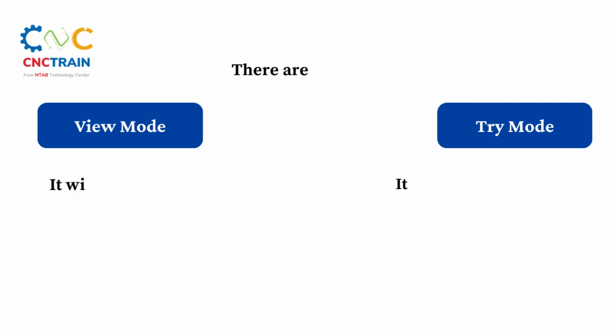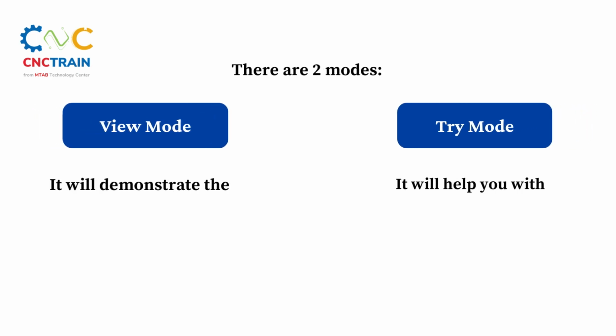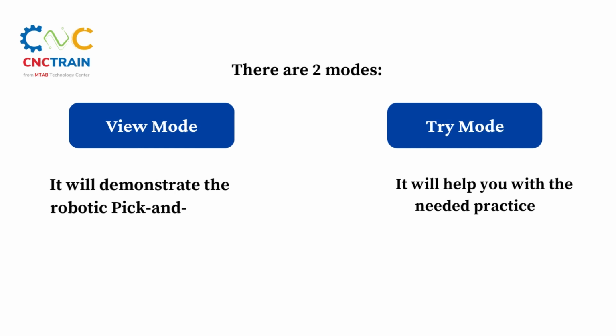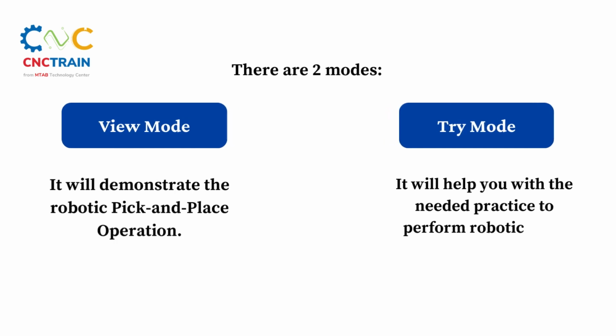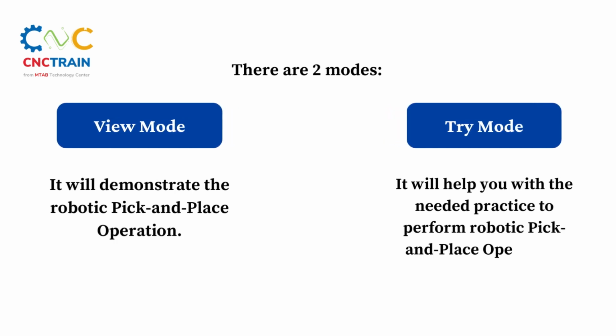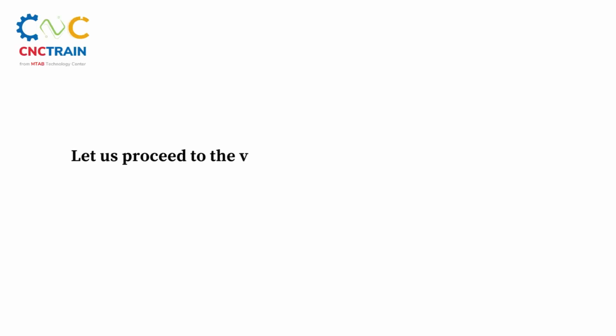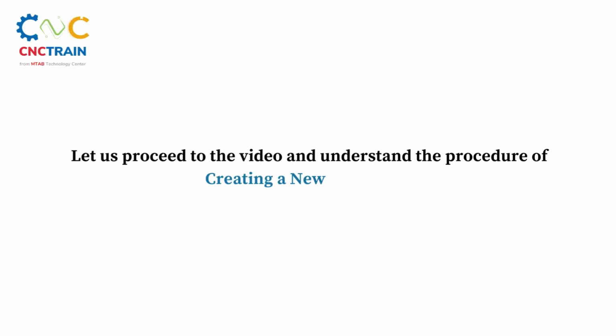There are two modes in Robot Studio. View mode, which will demonstrate the robotic pick and place operation, and try mode, which will help you with the needed practice to perform the robot pick and place operation. Let us proceed to the video and understand the procedure of creating a new workcell.